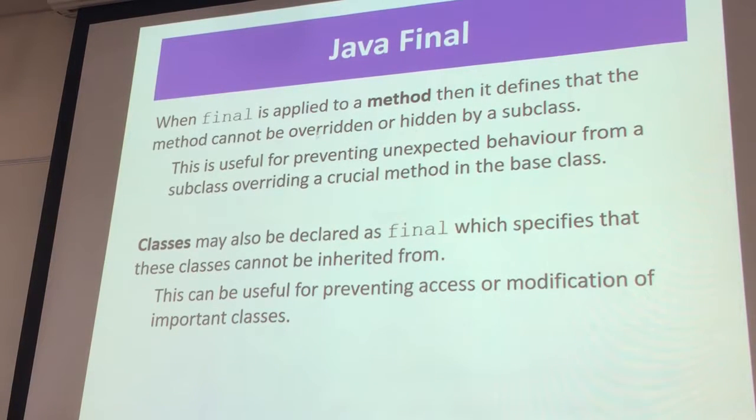So you can apply final to a method. It can't be overridden in a derived class. We will talk about inheritance soon. And this has good use. Unexpected behavior in a subclass shouldn't be allowed in some cases. A class itself can be declared final, which means the class cannot be derived from. It can't be extended.